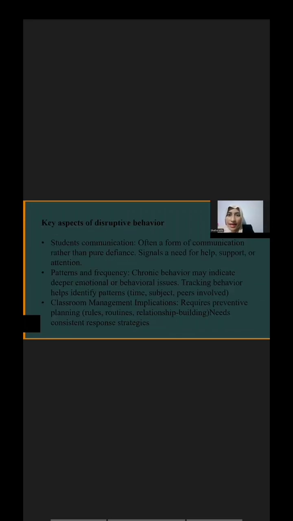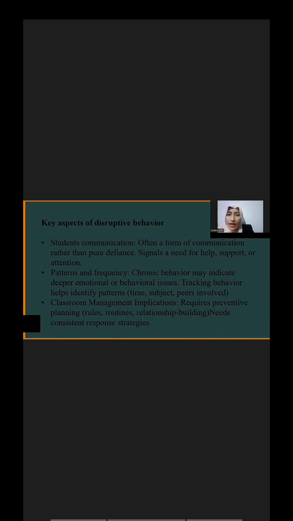And there are key aspects of disruptive behavior. There are three of them. First, student communication. Often a form of communication rather than pure defiance. Signals a need for help, support, or attention. Second, patterns and frequency. Chronic behavior might indicate deeper emotional or behavioral issues. Tracking behavior helps identify patterns: time, subject, or trigger.